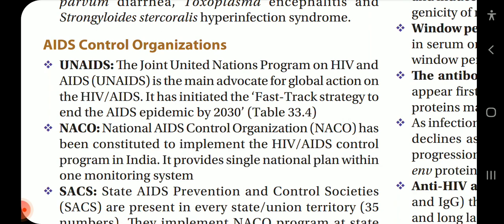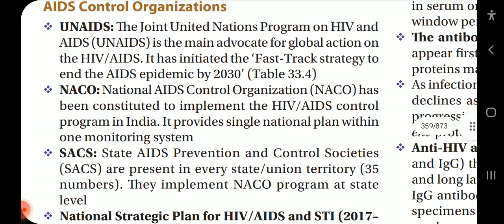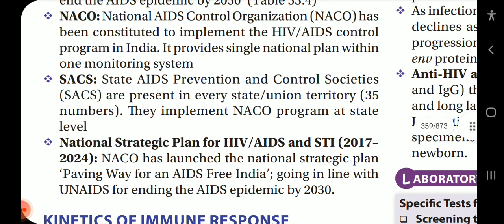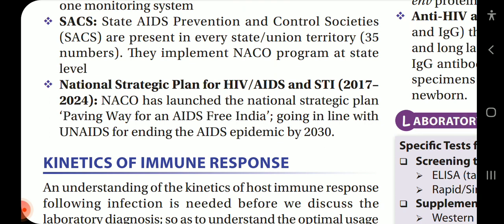AIDS control organizations. UNAIDS, the Joint United Nations Program on HIV and AIDS, is the main advocate for global action on HIV or AIDS. It has initiated the fast track strategy to end AIDS by 2030. NACO, the National AIDS Control Organization, has been constituted to implement the HIV or AIDS control program in India. It provides a single national plan with one monitoring system. SACS, the State AIDS Prevention Control Societies, are present in every state. They implement the NACO program at state level. National Strategic Plan for HIV or AIDS and STI 2017 to 2024: NACO has launched the National Strategic Plan paving the way for an AIDS-free India, in line with UNAIDS for ending the AIDS epidemic by 2030.